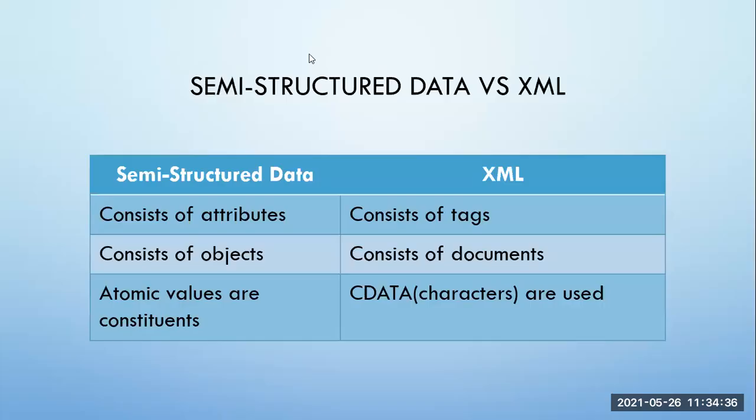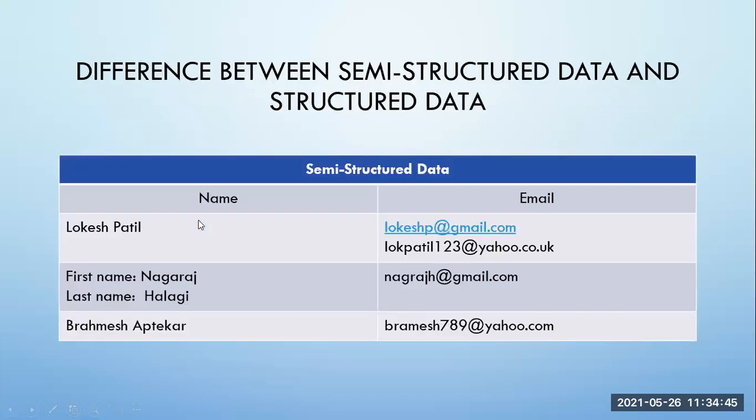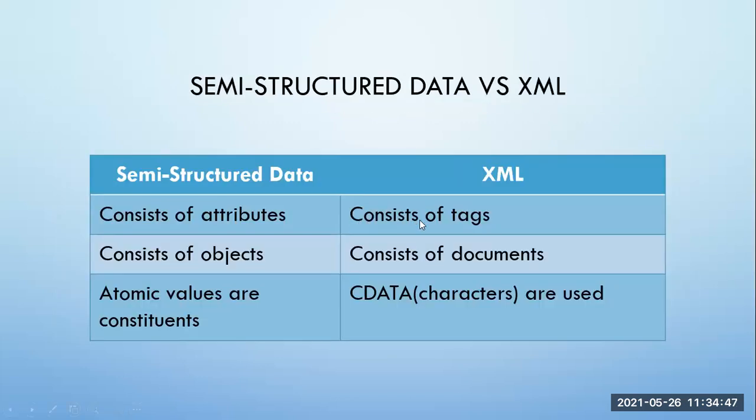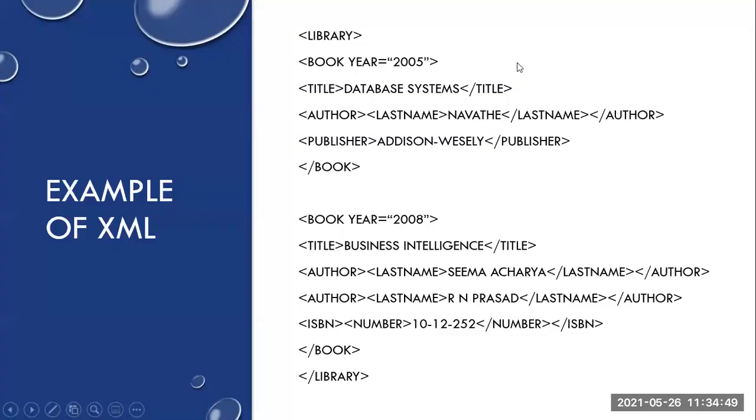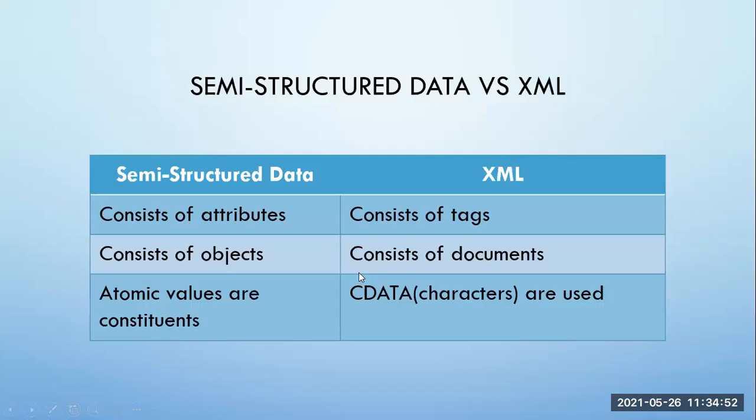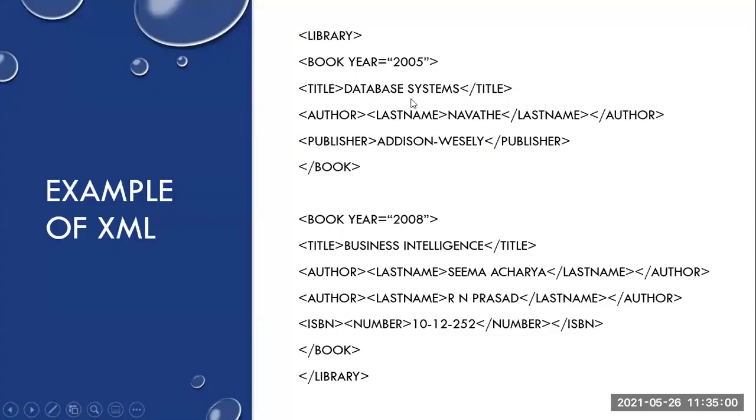Now see semi-structured data versus XML here. Semi-structured, what does it consist of? Attributes here. I'll be showing the attributes also, not difficult. XML consists of tags, opening tags and closing tags here. Then it consists of objects, graph type, title, name, and this. And it consists of documents. Documents are what is all.